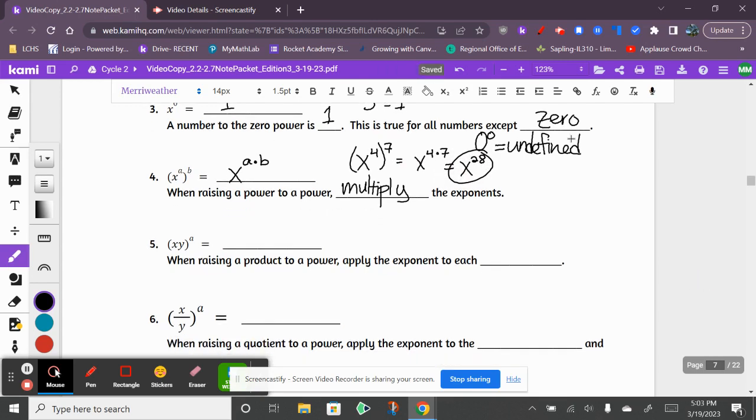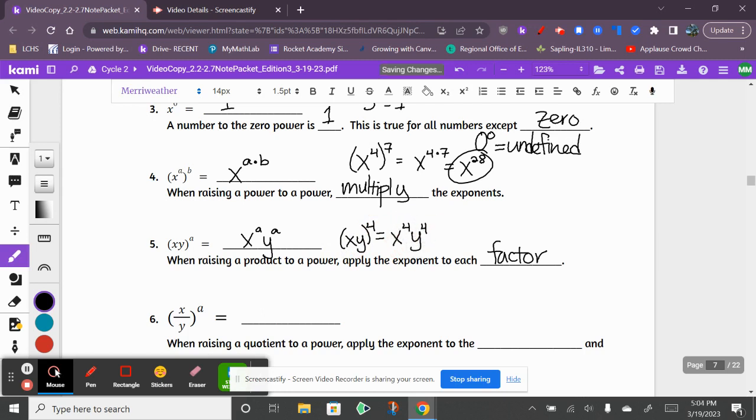When raising a product to a power, you will apply the exponent to each factor. So if we have x times y to the power of a, we're going to have x to the a times y to the a. Say that we had xy to the power of 4, this would also look like x to the 4th, y to the 4th.